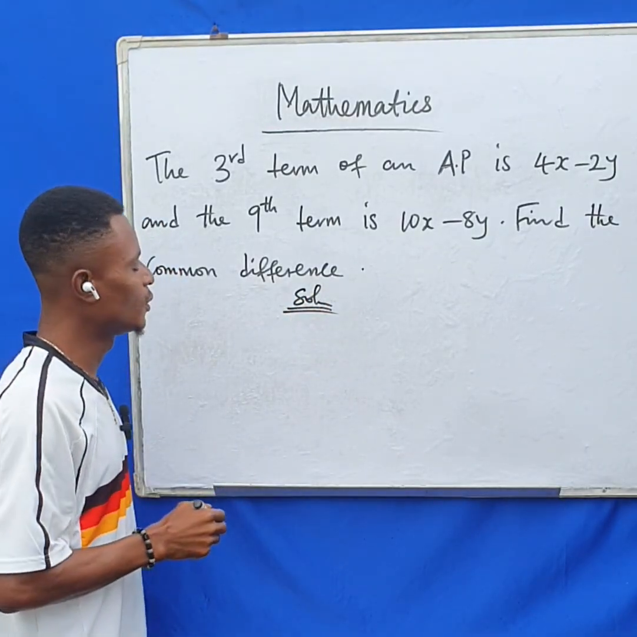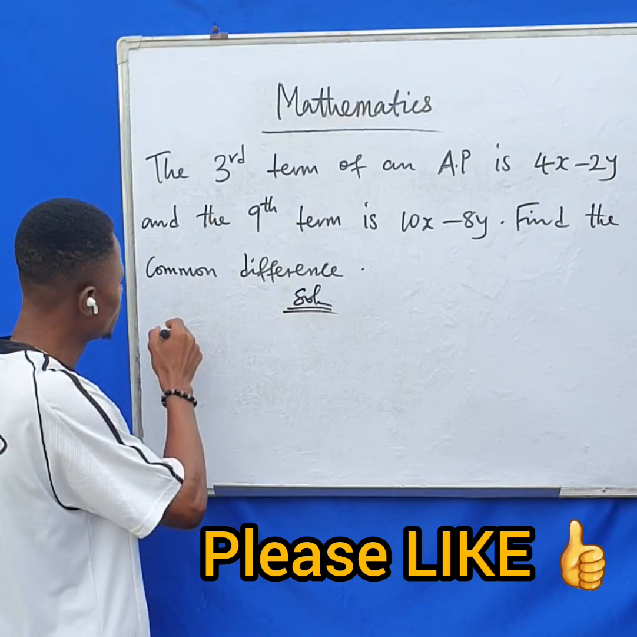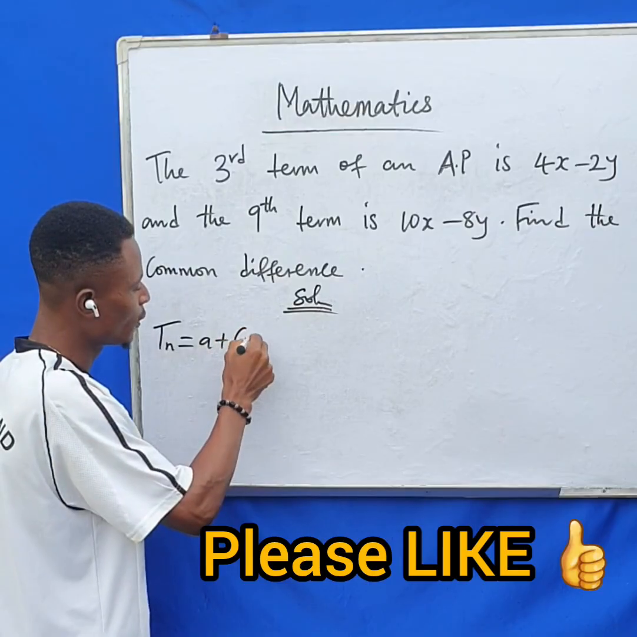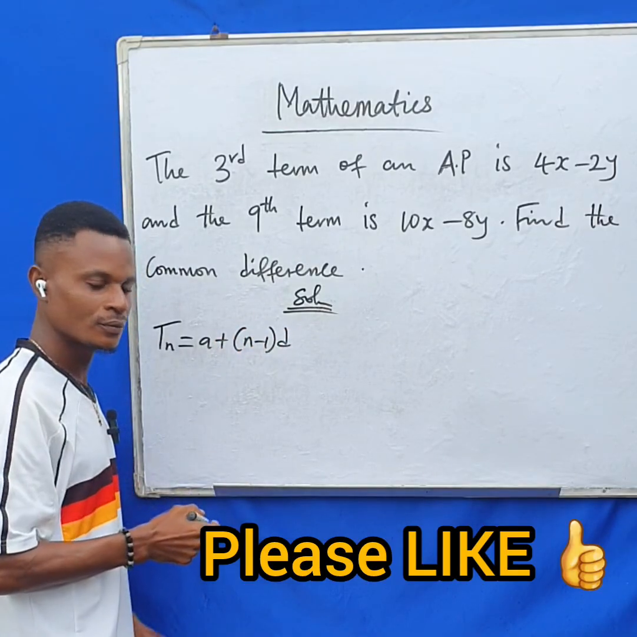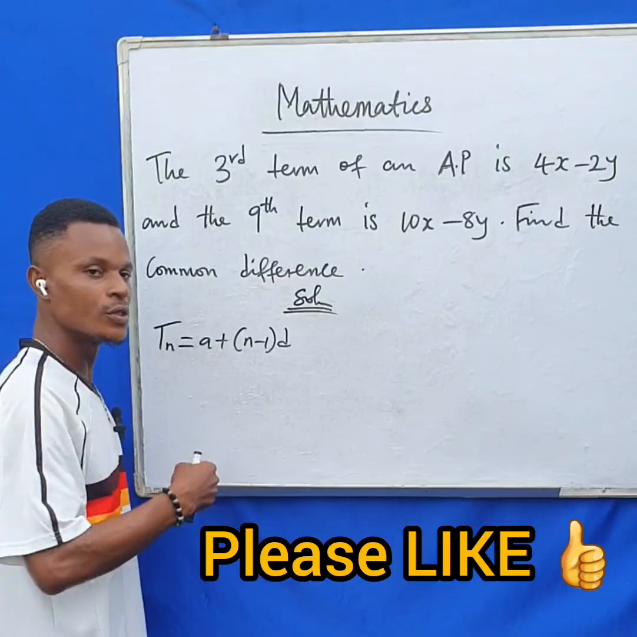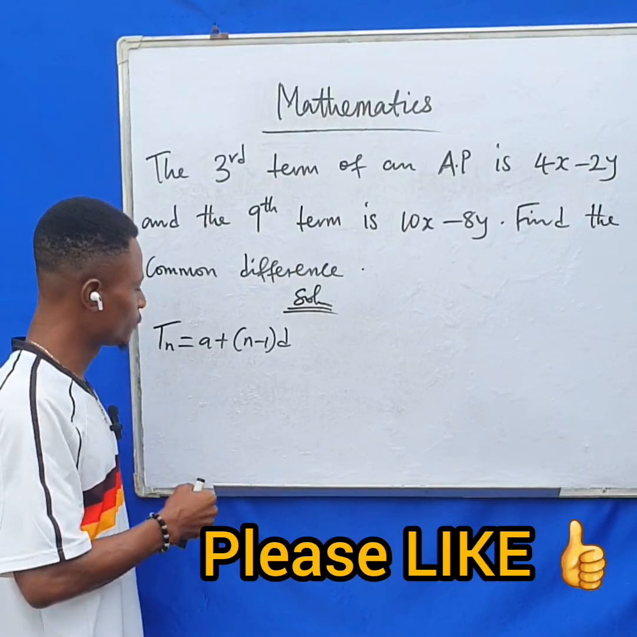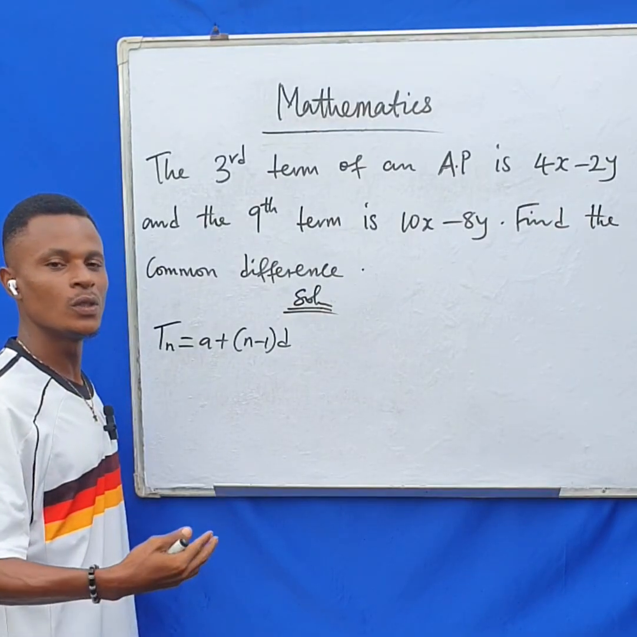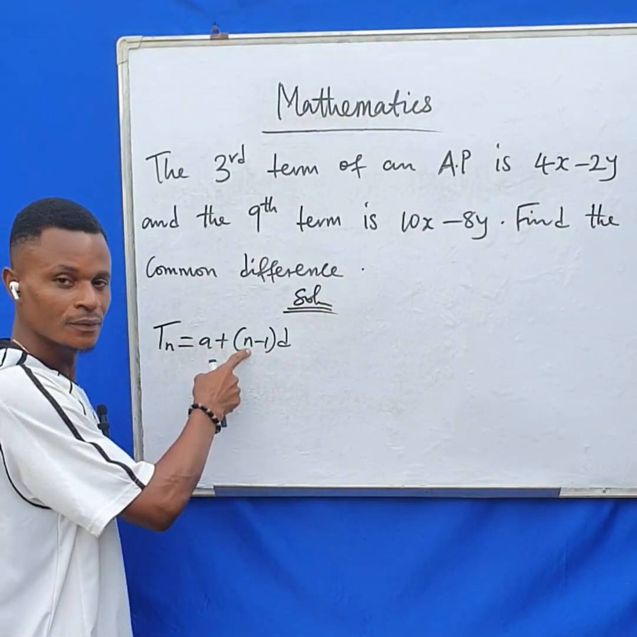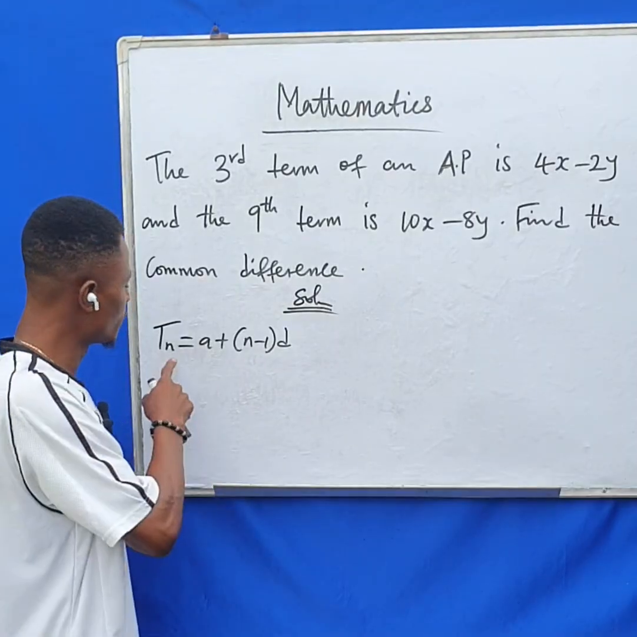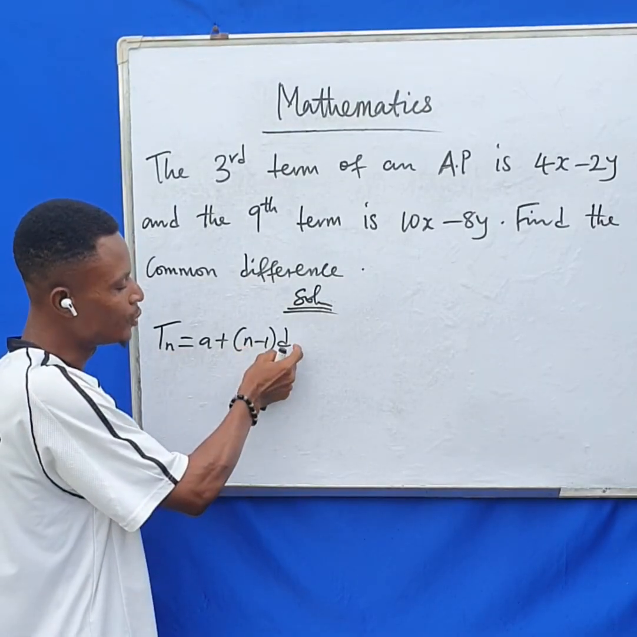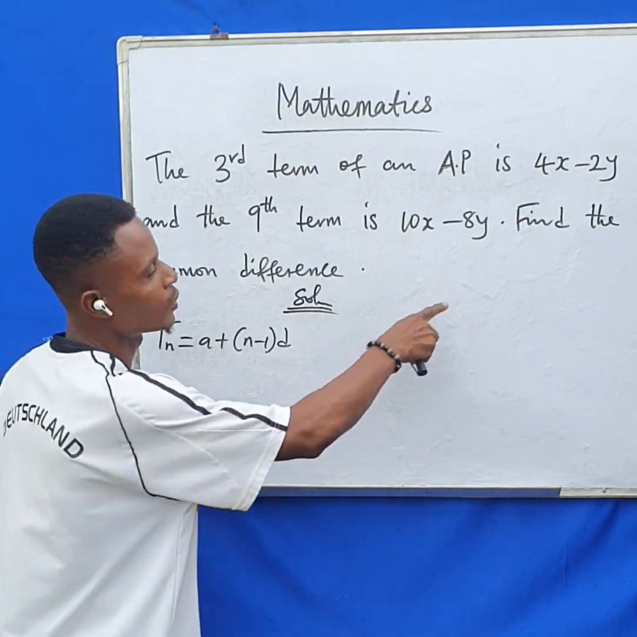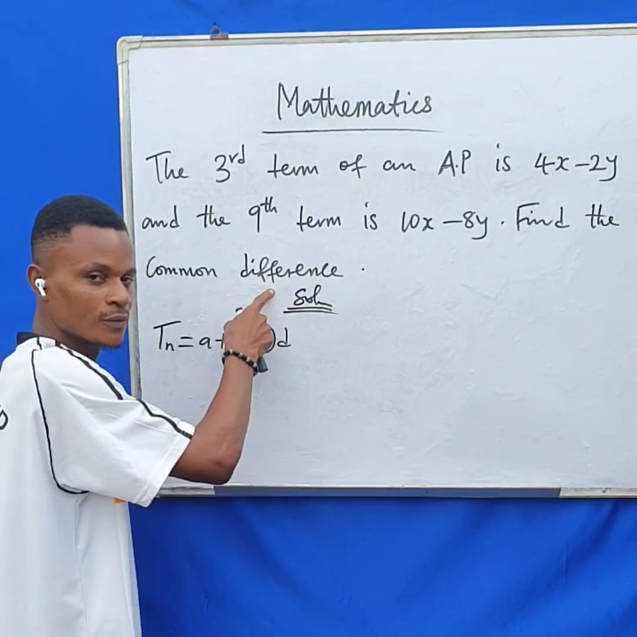You have to know that in an AP, the nth term is given as Tn equal to a plus n minus 1 times d. This a here represents the first term of the AP. This n here represents the number of terms that we are dealing with. So if you're dealing with the third term, n is going to be equal to 3. If you're dealing with the fifth term, n is equal to 5. Then this d is the common difference, which is what they asked us to find in this question. They said find the common difference.